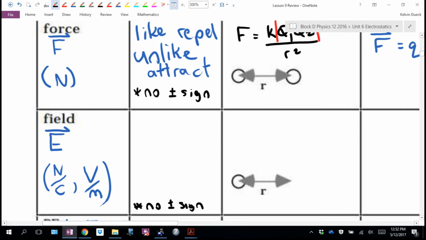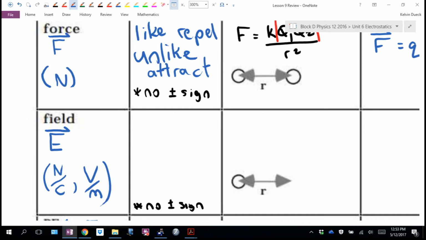But electric field, typically we had the electric field being caused by one charge. So we couldn't exactly use like repel, unlike attract, because there was only one charge. Instead, we defined the direction of electric field. Which way does electric field point? This you have to memorize. We ask if there was a little positive sitting right there, which way would it want to move if it could? How little a positive charge? So little that it doesn't have its own charge.